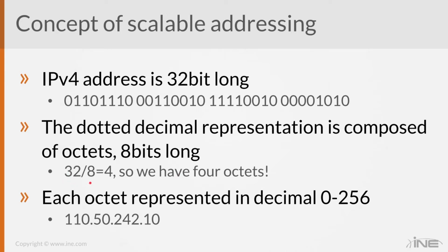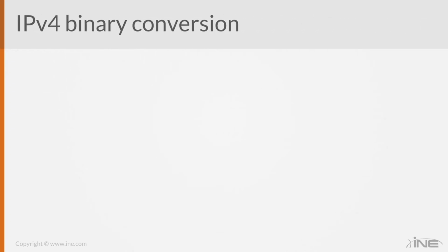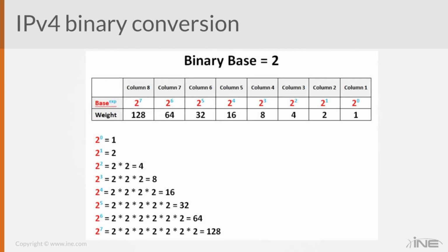If we divide 32 by 8, we have 4 octets, and each octet is represented in decimal, and the value would be between 0 and 255. If we convert the binary on top here, we get this dotted decimal, which is 110.50.242.10. So how do we convert this?